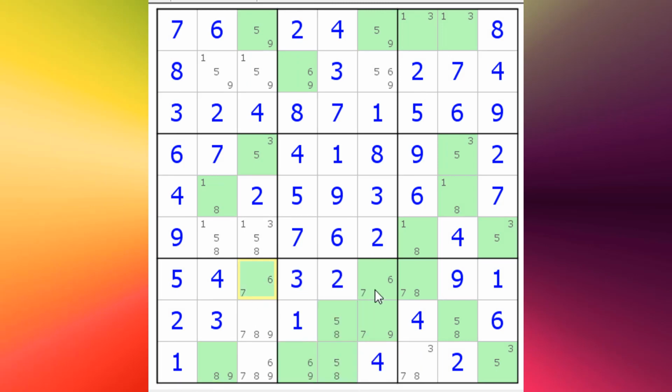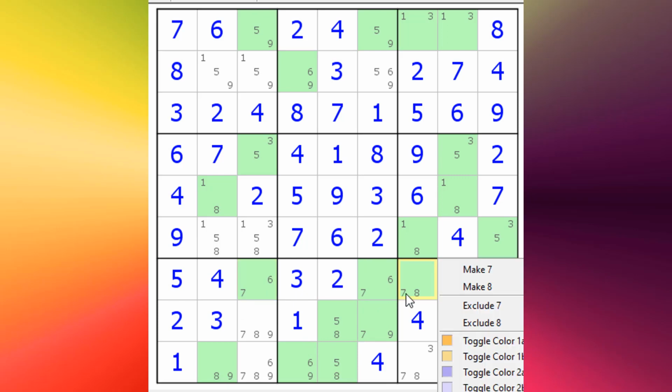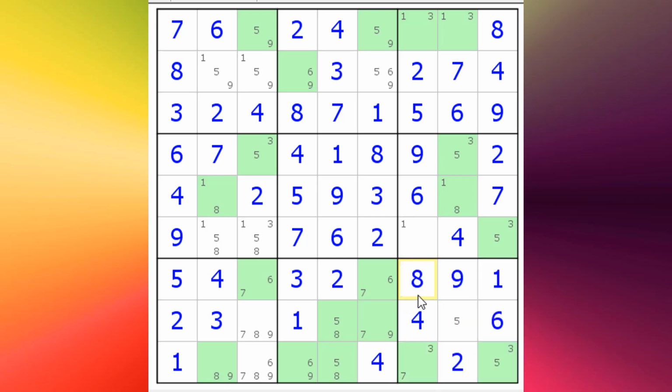Now we have a 7 6 7 6, which is a conjugate pair, which means we don't have a 7 here. We can get rid of any of the 7s or 6s basically in that row, so we exclude the 7, giving us an 8, and this is the end of it now. It'll all just fall apart.